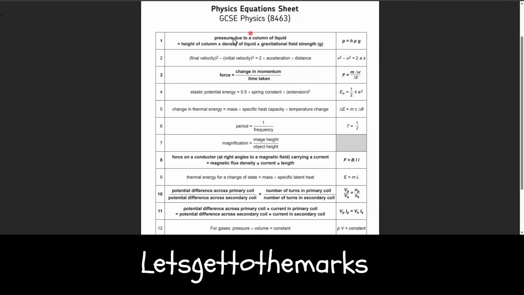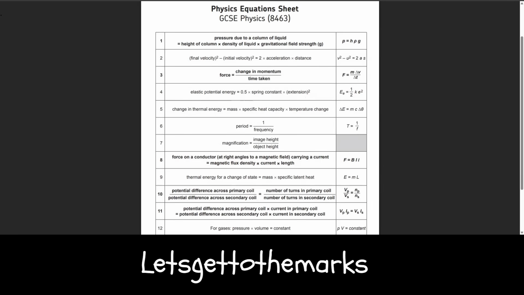Okay, so looking down this equation sheet for GCSE Physics for AQA, you can see all the equations you need. And look at this one. Elastic potential energy equals 0.5 times the spring constant times the extension squared. That's Ee equals half k e squared. So we're going to memorize that, go back and write that down, rearrange it, and get our 4 marks.